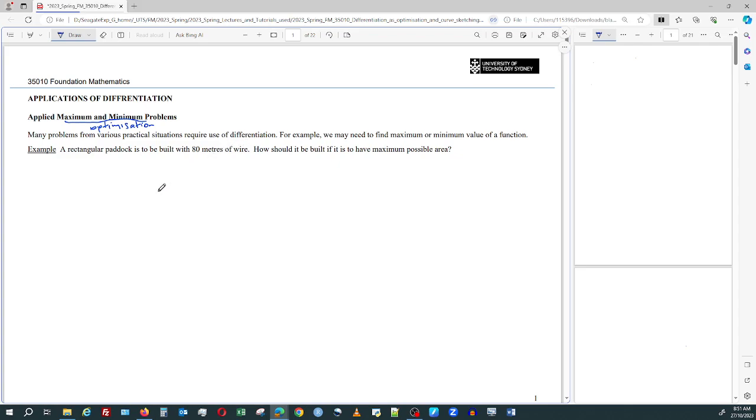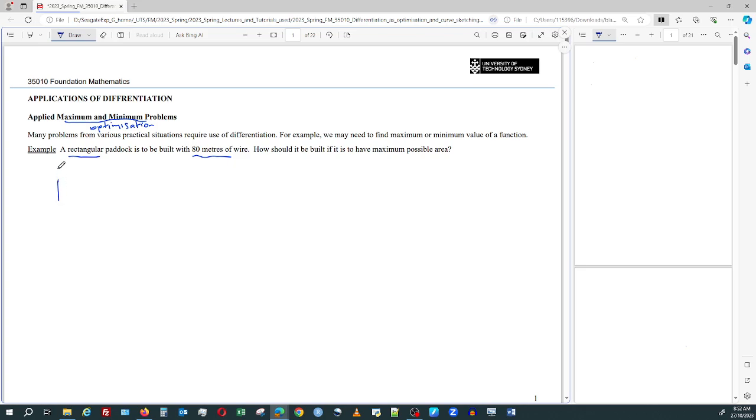Right, a rectangular paddock is to be built from 80 metres of wire. So that's the first thing that we notice: a rectangular, and that means that the perimeter is 80 metres. How should it be built if it's to have a maximum possible area? So there's a distractor in the question, but I'll leave that for the moment.